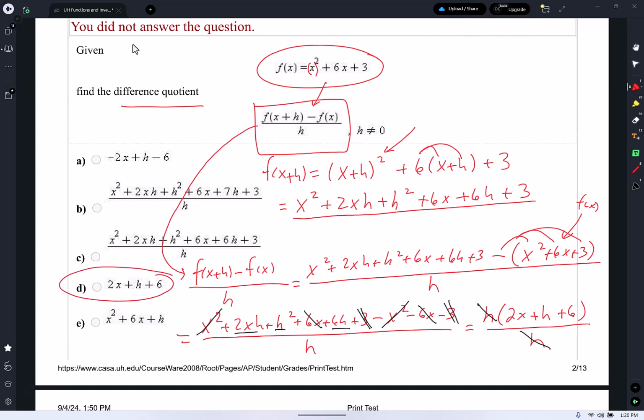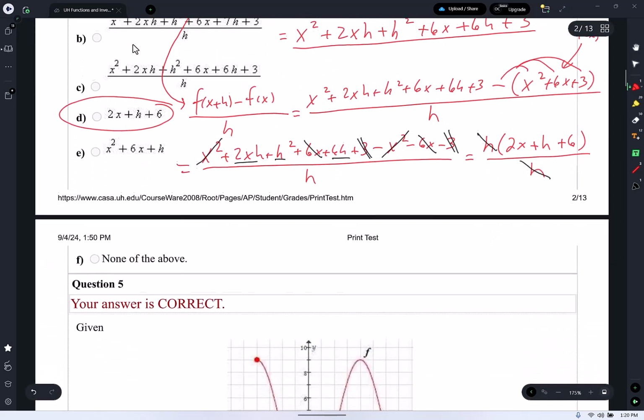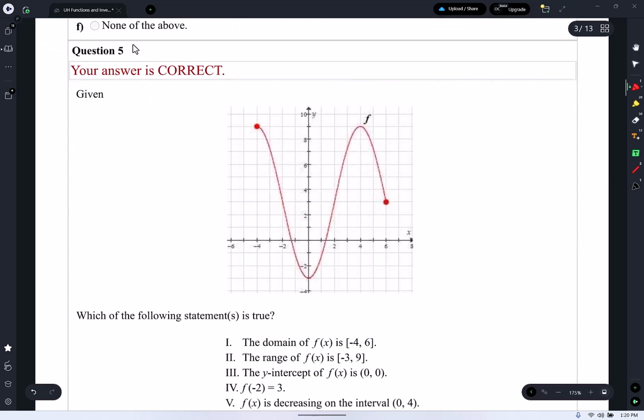It looks hard. It really isn't. If you were to give this to a 6th grader, maybe they'll cry. I don't know. So would you cry if you were a 6th grader and you saw this? But we're not crying now. Yeah, see? It's not that bad. Did I hear someone say I am crying or something? No, we're not crying. We're good. All right, question 5.